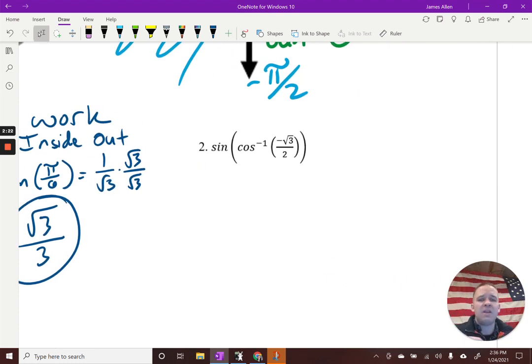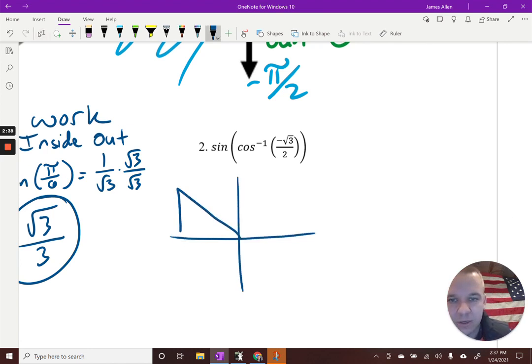Okay. So sine of inverse cosine of negative √3 over 2. Inside out, right? Well, where's cosine negative? Our inverse cosine function is defined in our first and second quadrant. It's negative in that second. So I'm going to draw this one up in my second quadrant. Cosine is adjacent over hypotenuse, and then I know that that's 1. So my 30, 60, 90 triangle, and I'm sure my 45, 45, 90 triangles will come into play here.